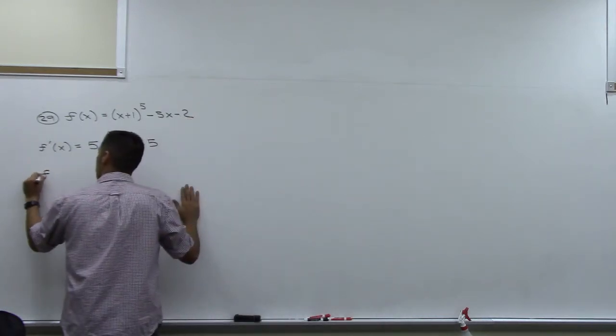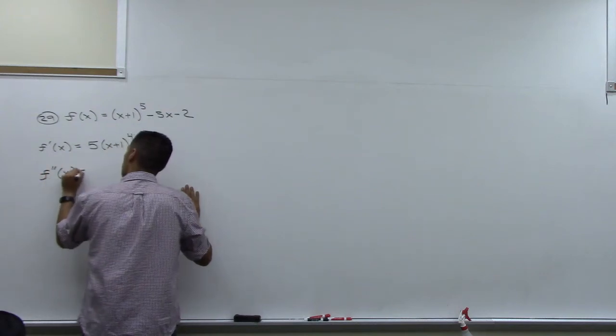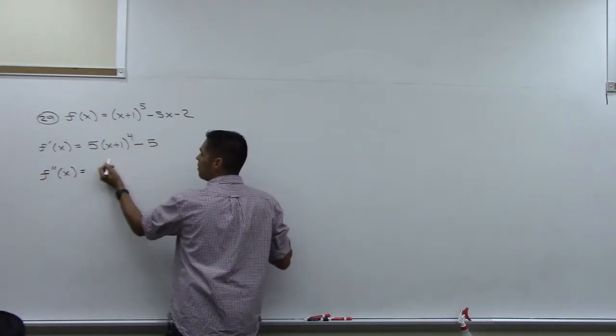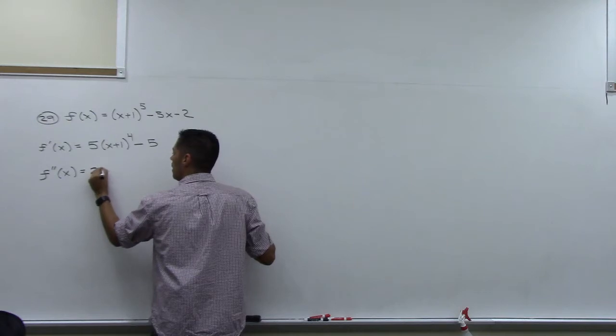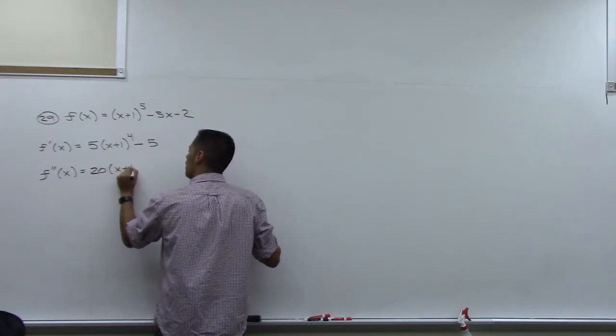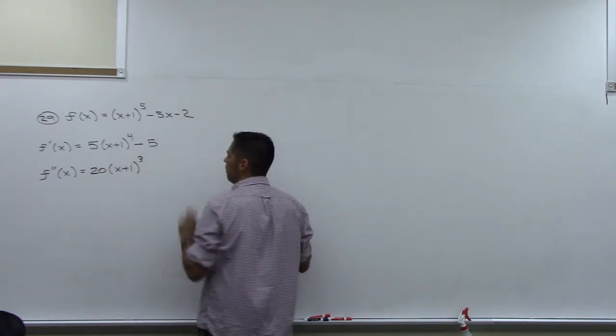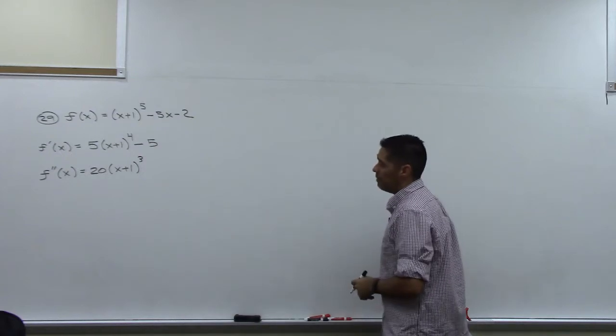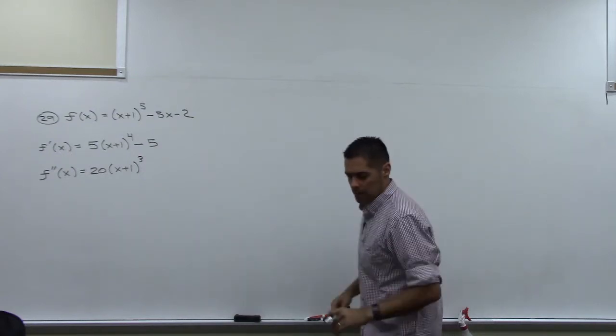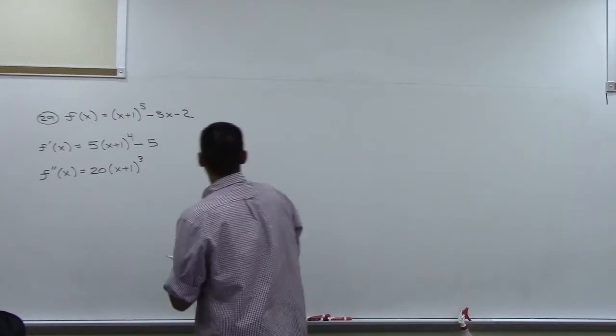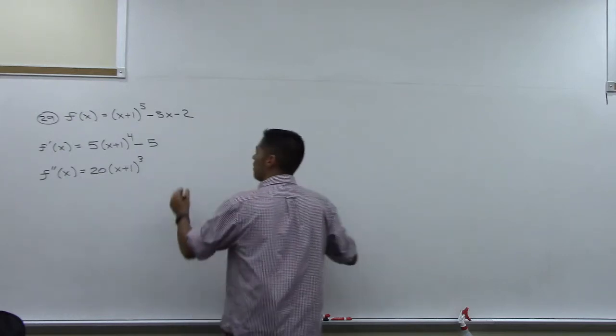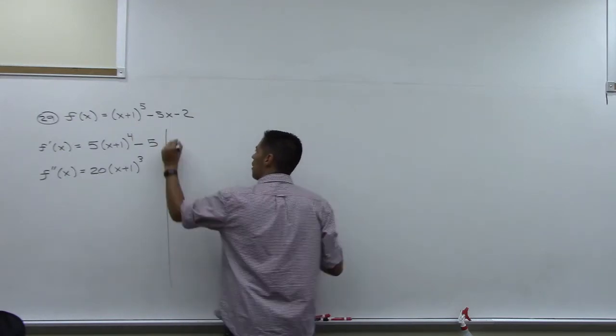And then the second derivative, again, chain rule on this, so the 4 pops out, you get 20, and then (x + 1)^3, and then the derivative of 5 is 0. So that's your second derivative. All right, I think we can handle this. Let's take the first derivative, figure out where it's 0.